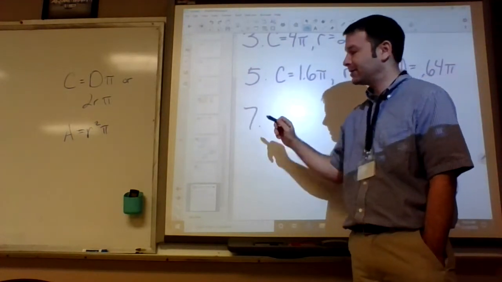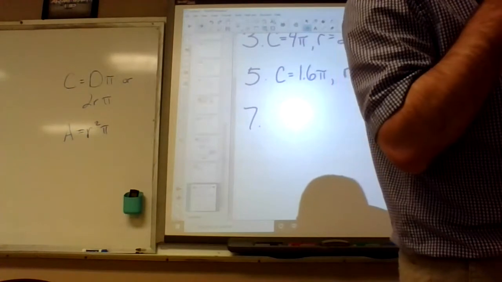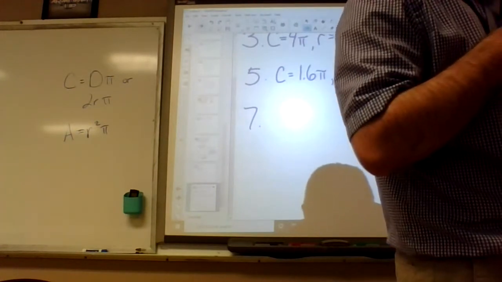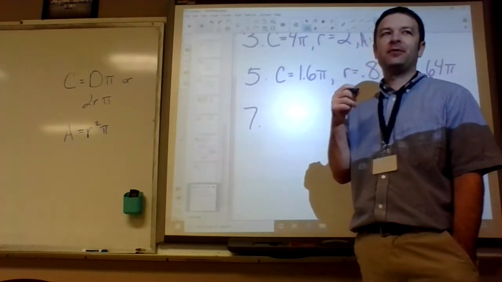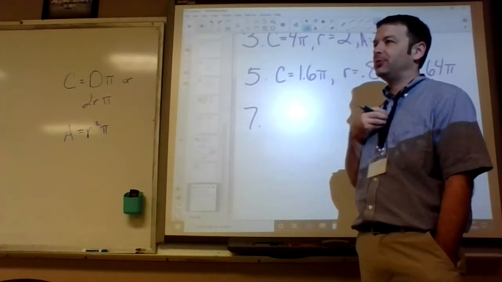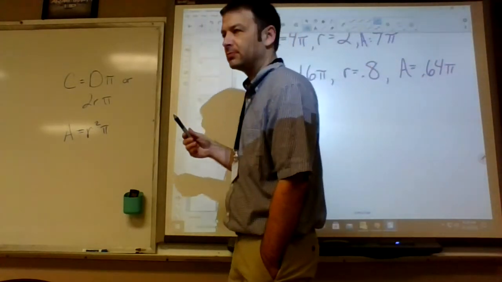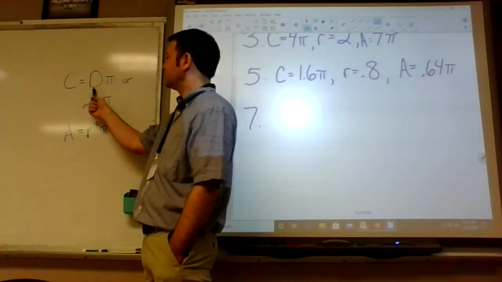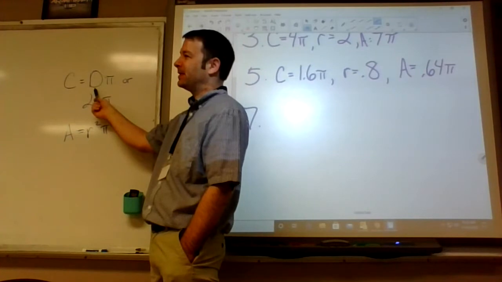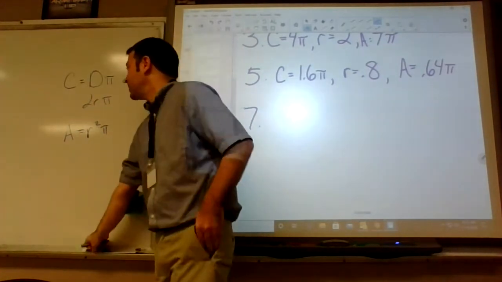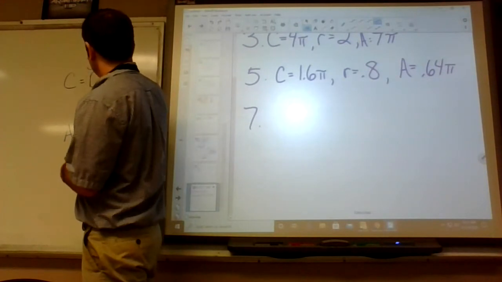Okay, number 7. So on this one, we're starting with the circumference is 30 pi. If the circumference is 30 pi, Jordan, what else do I know?